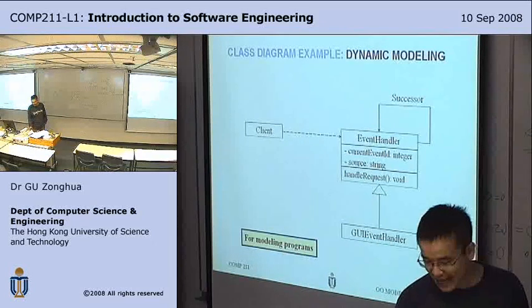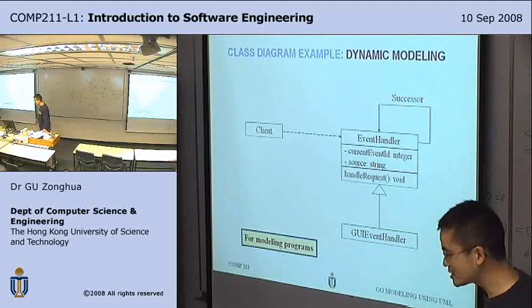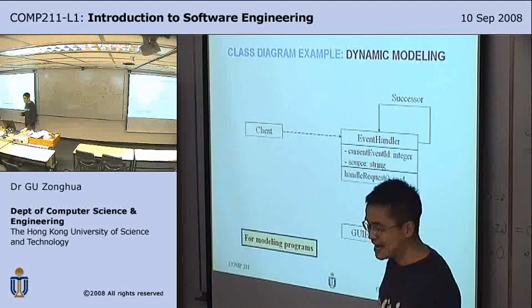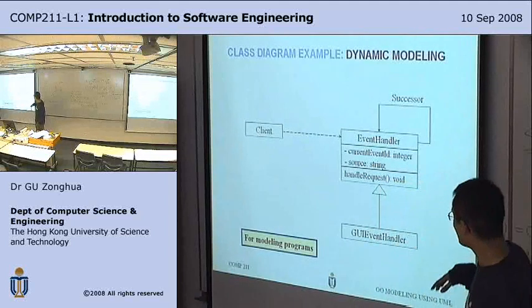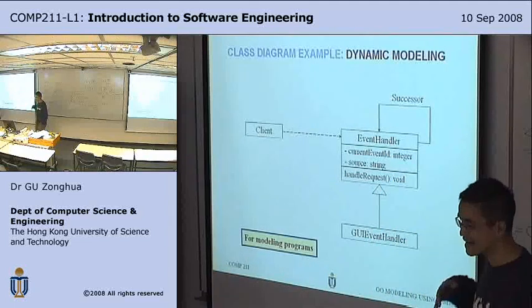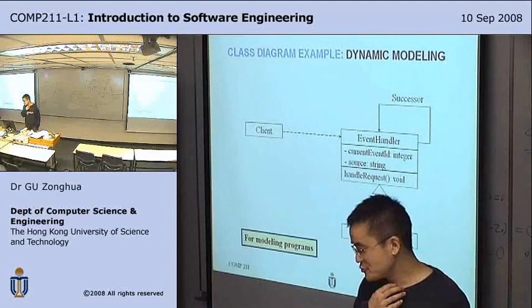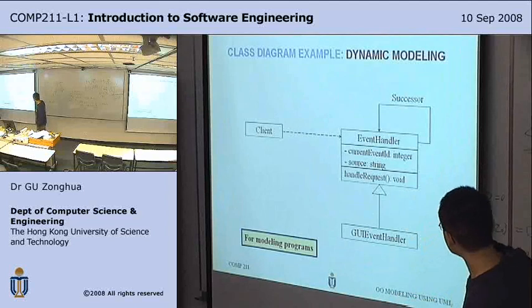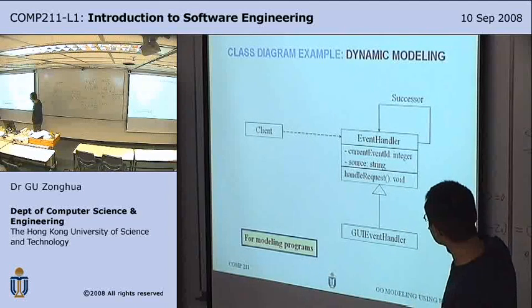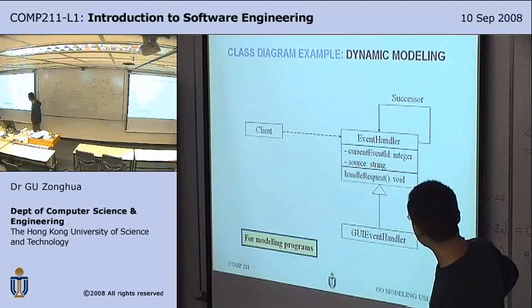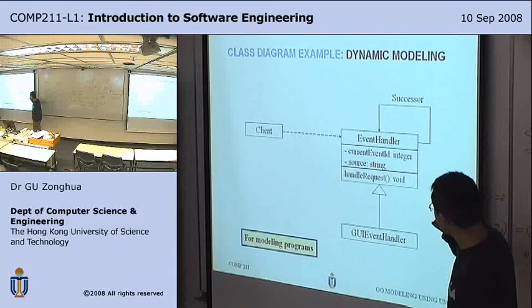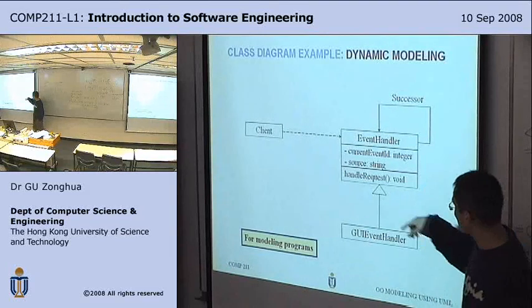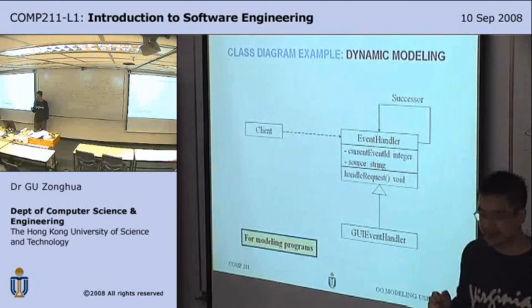So a class diagram can also be used to model runtime software behavior. This is not really the focus of this course. We focus on static modeling when we use class diagrams. But just to show you, it can be used to model it. Here's the event handler class with 2 private attributes. You have the minus sign in front of it, which means that they are private.